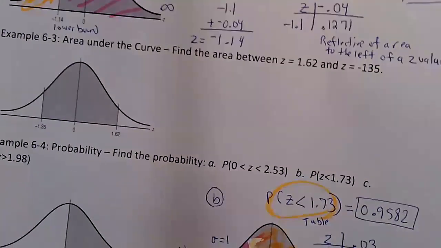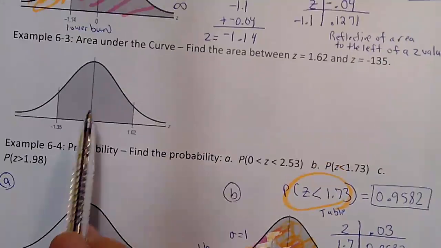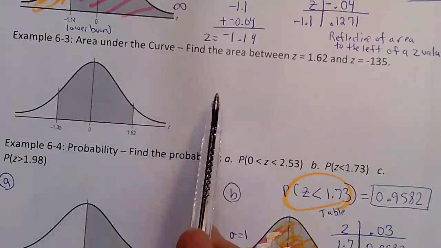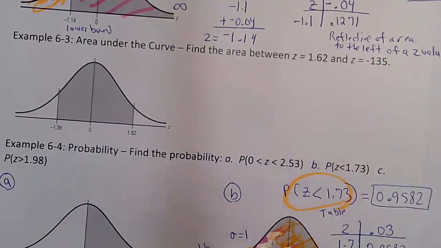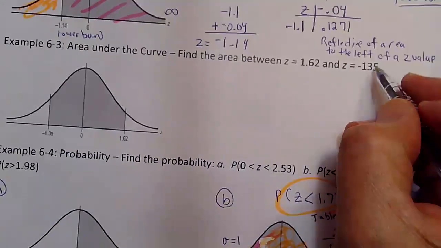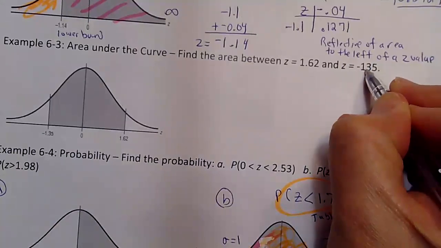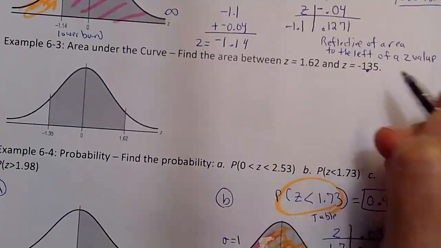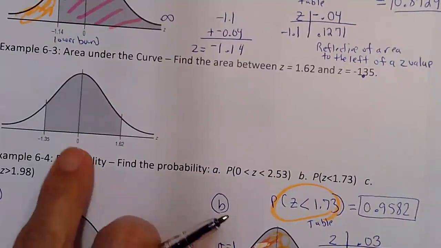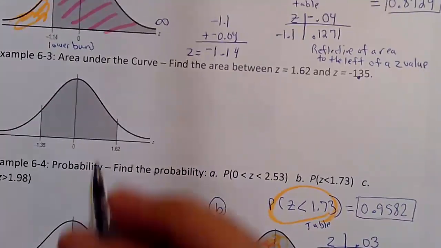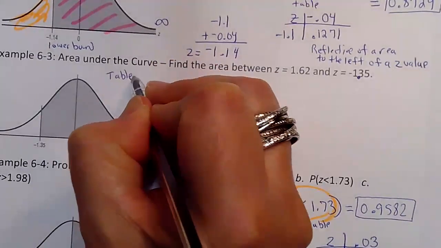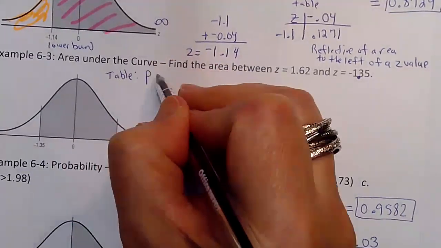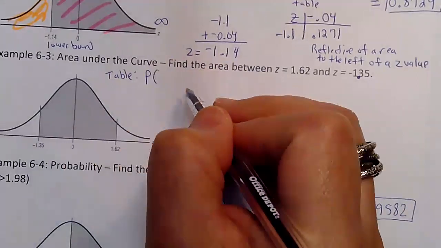Okay, so we start with this one here. Area underneath the curve. Find the area between z equals 1.62 and z equals negative. Oh, there should be a decimal here, right? Negative 1 point. There's a typo. Negative 1.35. Okay, so we're going to do the table first, and then we'll do the calculator.